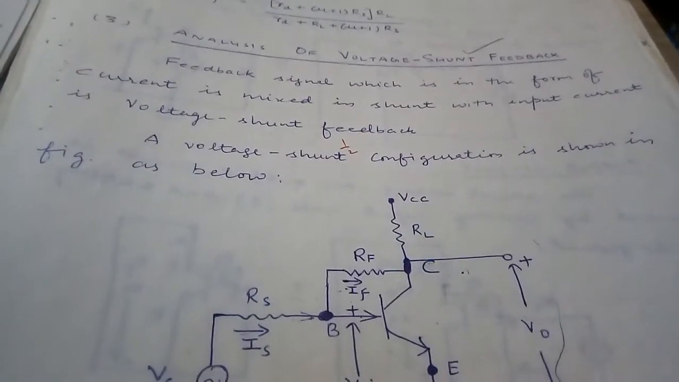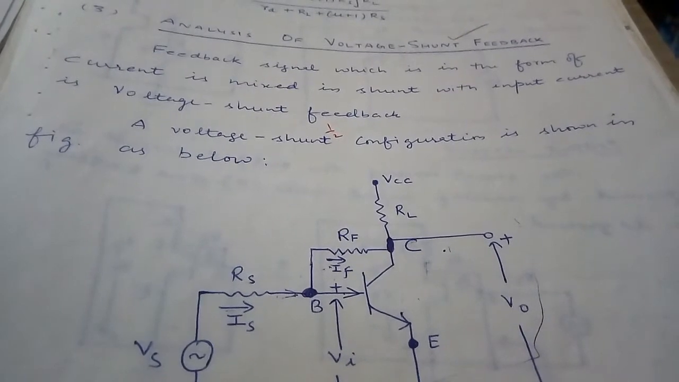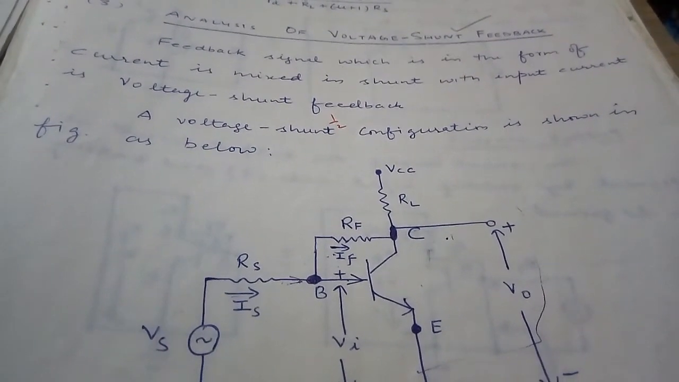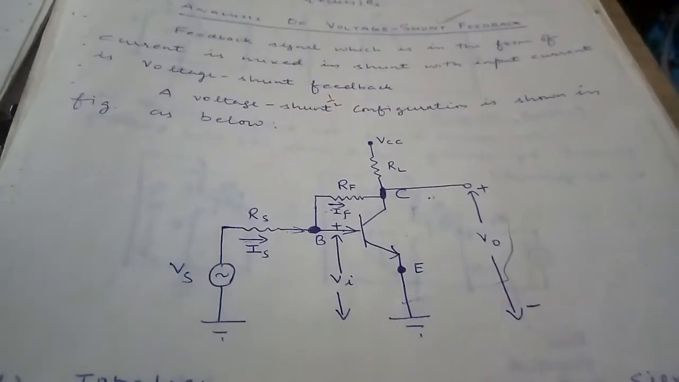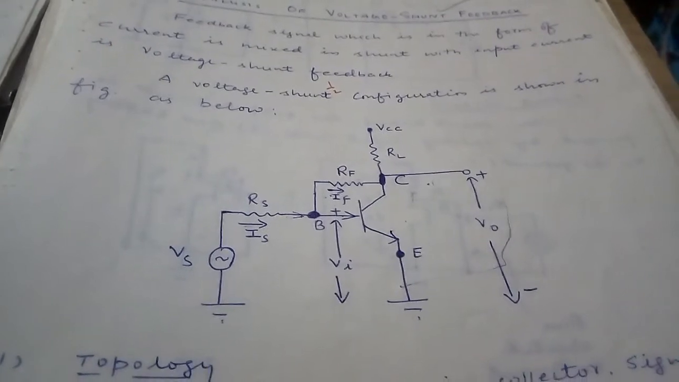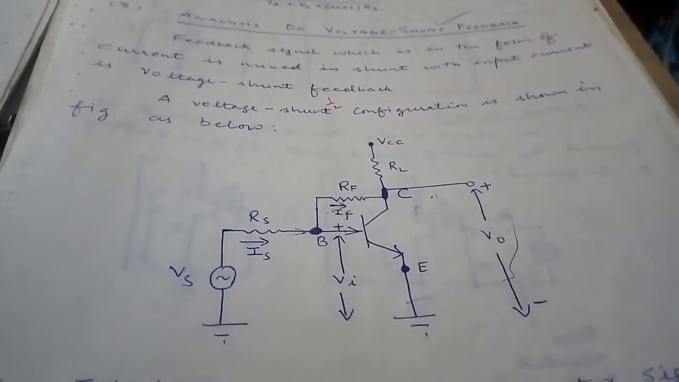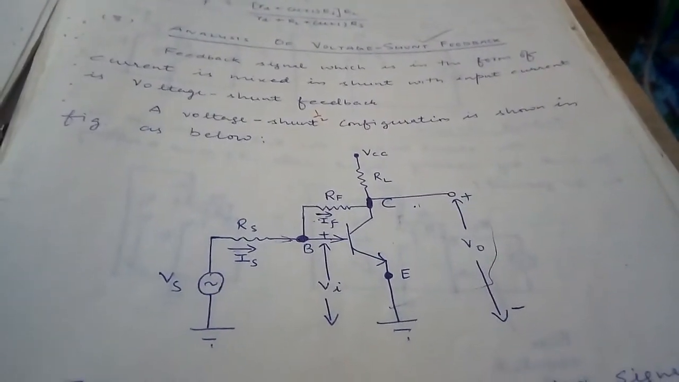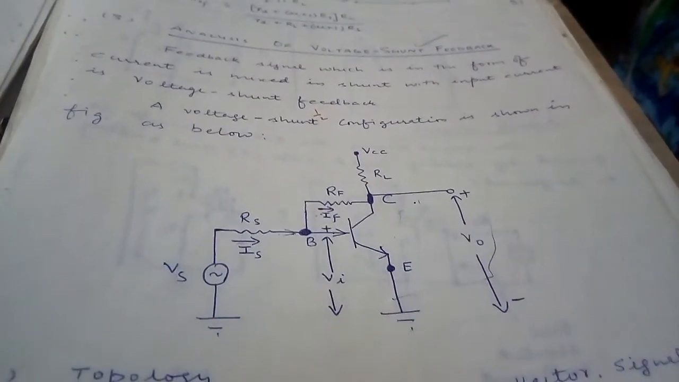Hello students, today we will take one example of voltage shunt feedback topology and one example of current shunt feedback topology. Okay, first of all, voltage shunt feedback topology. This is the given circuit diagram of voltage shunt feedback topology. It is basically a negative feedback amplifier having voltage shunt feedback topology.